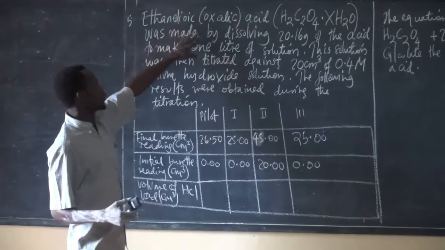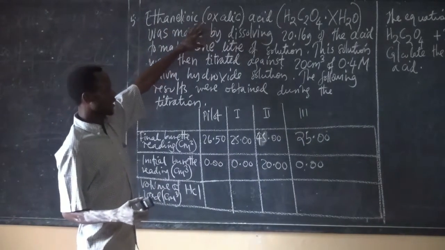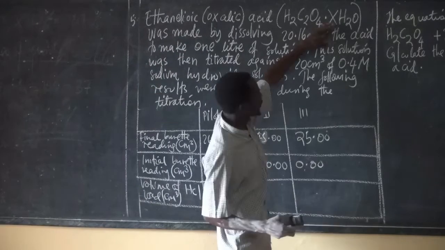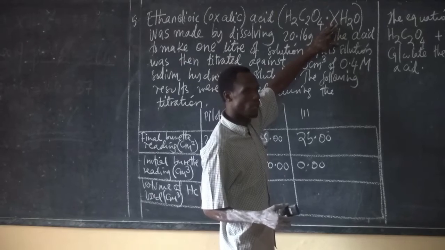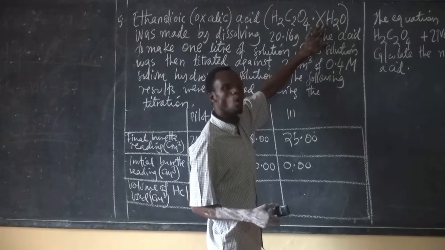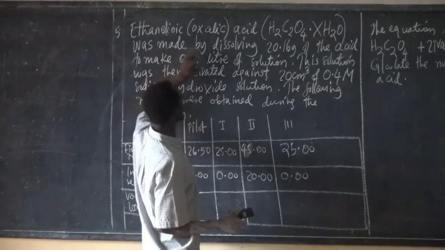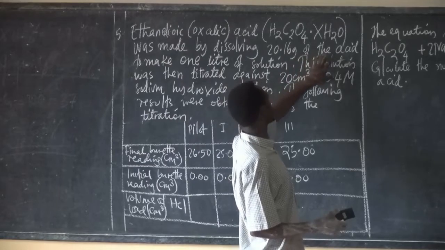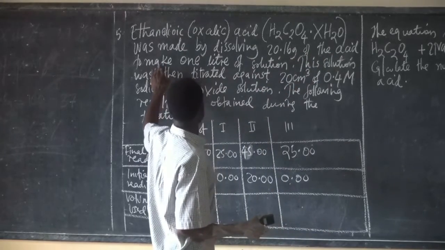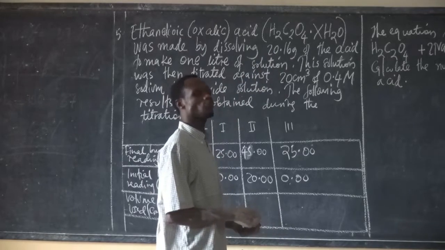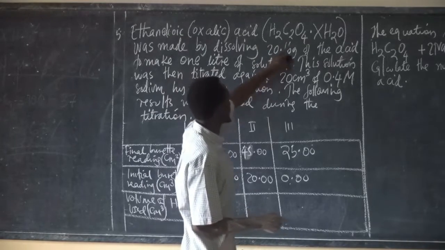Auxiliary acid, this is the symbol for auxiliary acid. But it is diluted, it is bound with water. It was made by dissolving 20.16 grams of the acid to make 1 liter. From here, you have the concentration of the auxiliary acid.